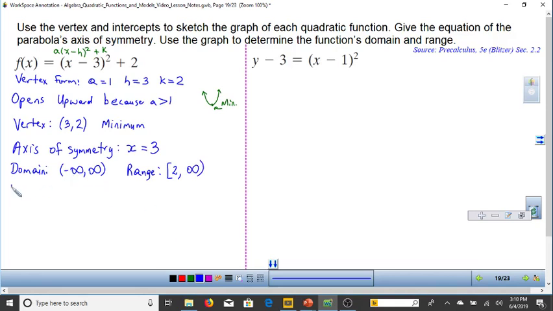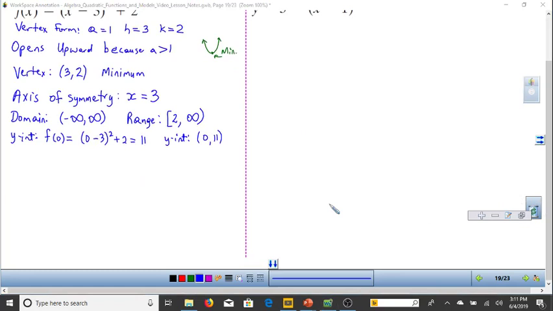Now let's see if we can find the y-intercept. To find the y-intercept, I just simplify f of 0. F of 0 is equal to 0 minus 3 squared plus 2. And I see that that's 9 plus 2, which is 11. So the y-intercept is at the point 0, 11, which is quite interesting since the graph has a range that's from 2 to infinity, and it opens upward, which means the graph doesn't dip lower than 2. The graph doesn't cross the x-axis. So this graph will not have any x-intercepts.